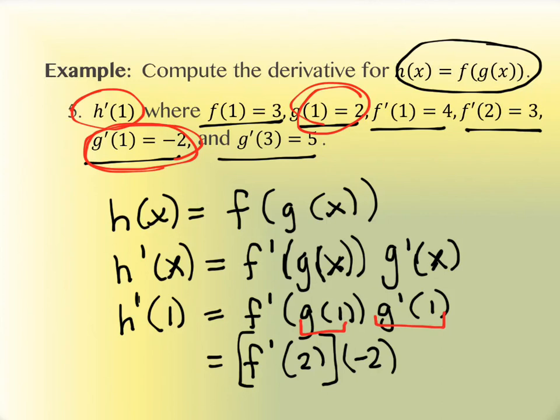Now, the good thing is you actually know what f prime of 2 is as well. It was also given to you. What is f prime of 2? 3. That's 3. So the part that's in brackets, currently 3, is multiplied then by this number negative 2 to give me a grand total of negative 6.